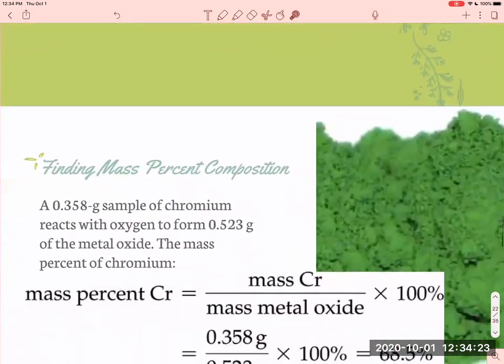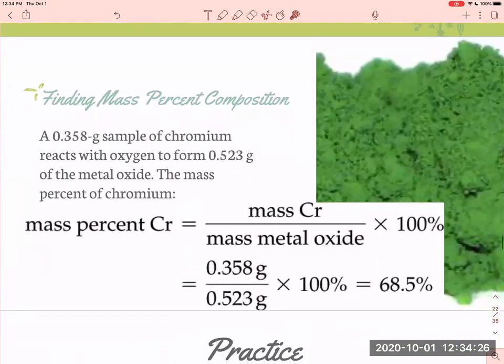So let's look at an example here. You can pause and try to work it out if you want to, but it's very straightforward, so I'm not going to spend a lot of time on how to do percent math. But if I have 0.358 grams of chromium, and I react it with oxygen to form 0.523 grams of a chromium oxide. Chromium is a type 2 metal, so I don't really know how many chromiums and oxygens there are. I don't really know the charge of chromium, so I'm just going to say some chromium oxide.